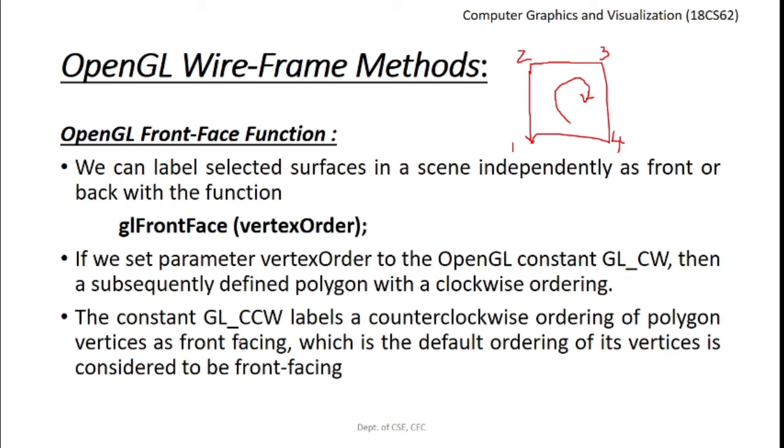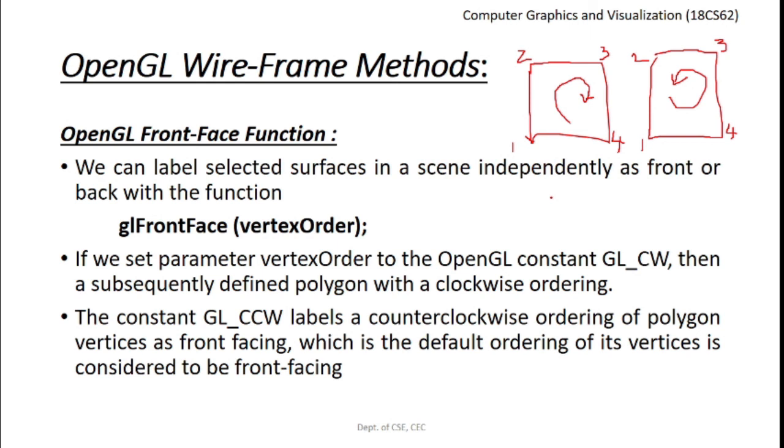There's one more constant value for this parameter, that is GL_CCW. Constant GL_CCW labels a counterclockwise ordering of polygon vertices as front facing. It is the default ordering of vertices considered to be front facing. By default, counterclockwise order of the vertices will be used for drawing the front face of a polygon. So here what I can do is, if I specify it in the counterclockwise order, something like this. Okay, so we just specify something like this: 1, 2, 3, and 4. In this case, I need to first specify the value for vertex 1, then vertex 4, vertex 3, and vertex 2 to specify the front face of a polygon.